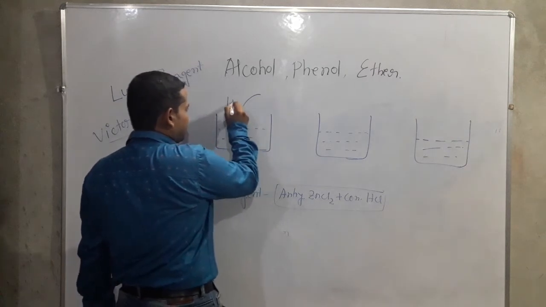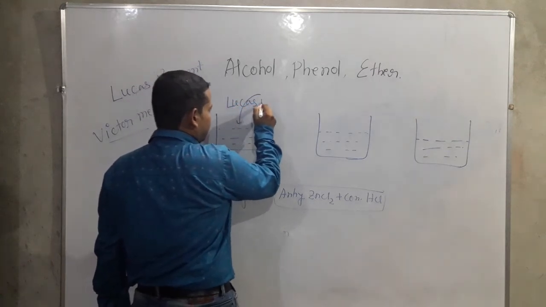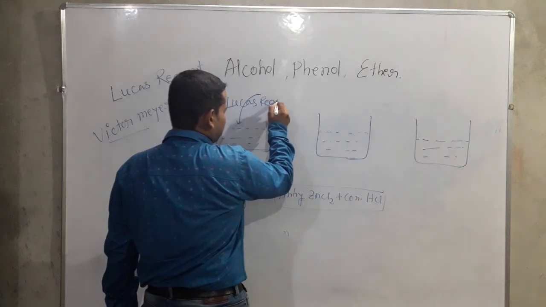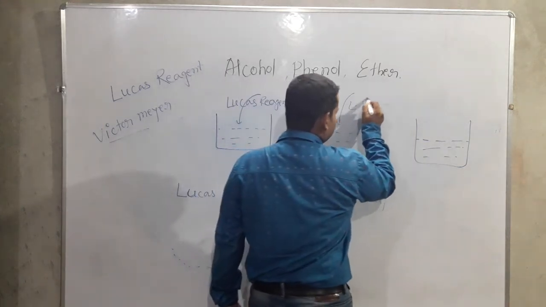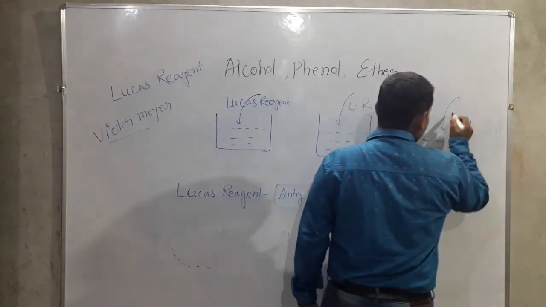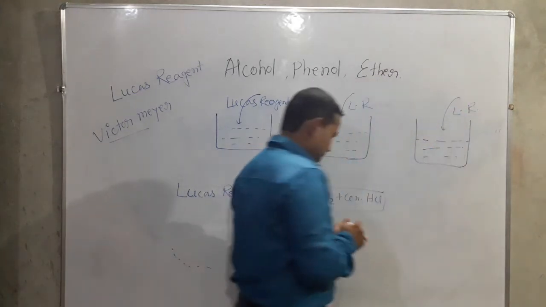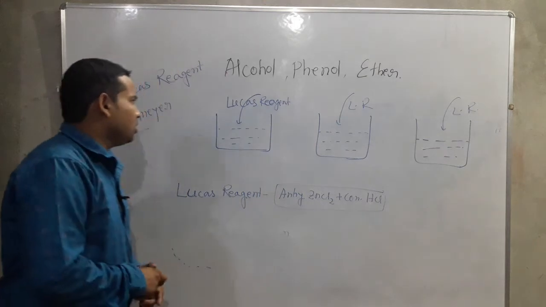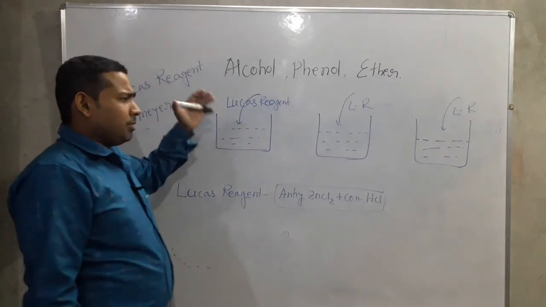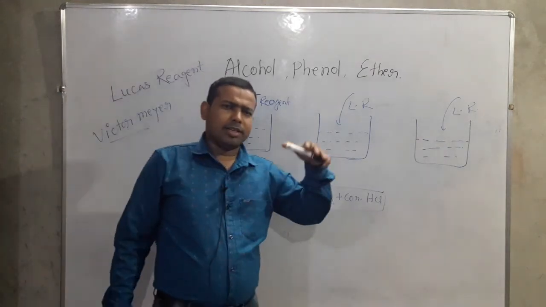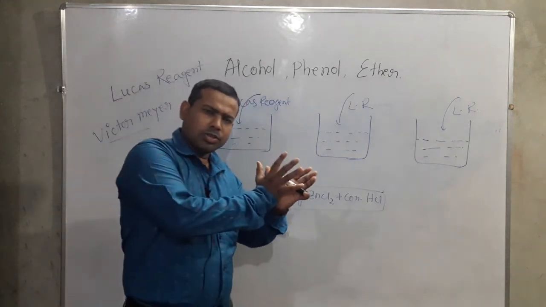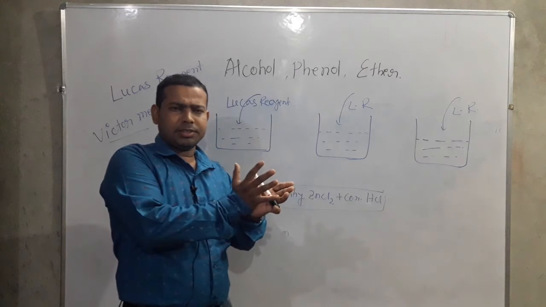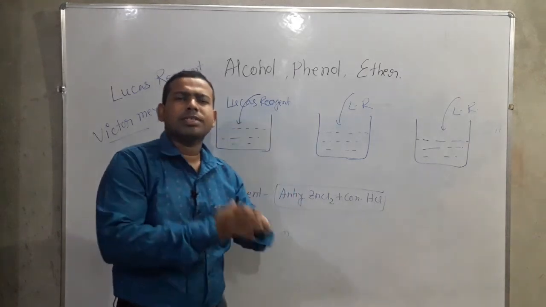What? Lucas reagent. Also add Lucas reagent to each. Clear? LR means Lucas reagent. So among them, one is primary, another is secondary, last one is tertiary. So tertiary alcohol immediately shows turbidity after addition of Lucas reagent.